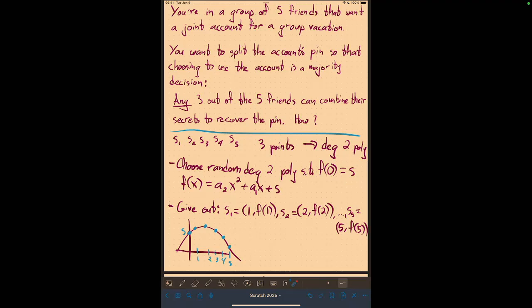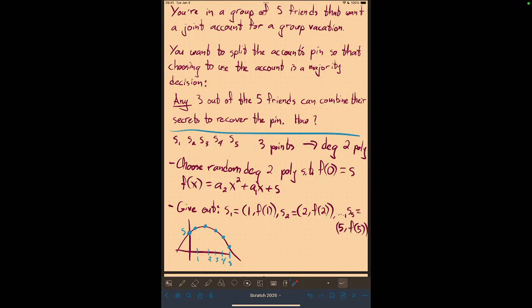On the other side, if we had just 2 points here, that's not enough information to fully recover, because what if S was here? Then the parabola might look like this, and we wouldn't know any better. If these 2 people got together, they wouldn't know what S is, because what if S was up here? That would be a different parabola. They can never really know with just 2 points what the parabola looks like. It could be any other parabola that passes through those 2 points, and all of those can pass through a different S.